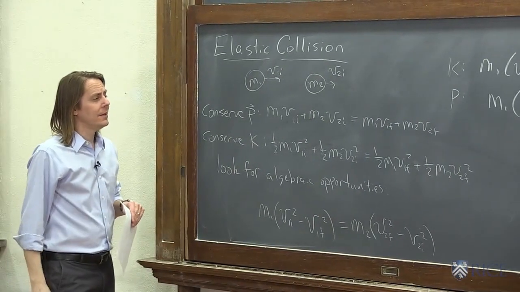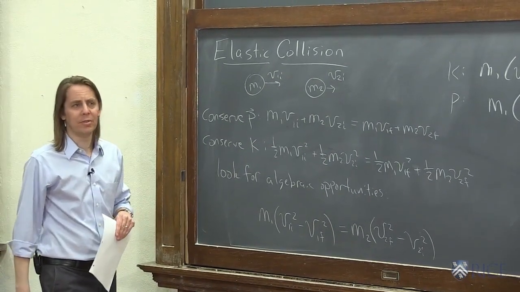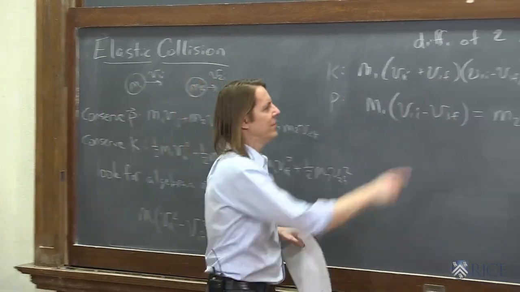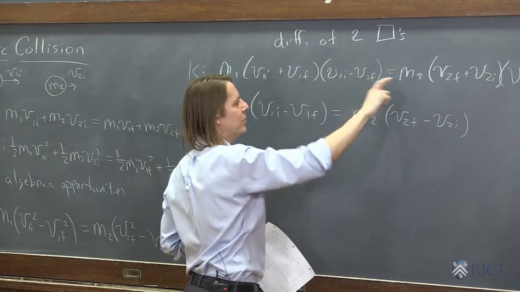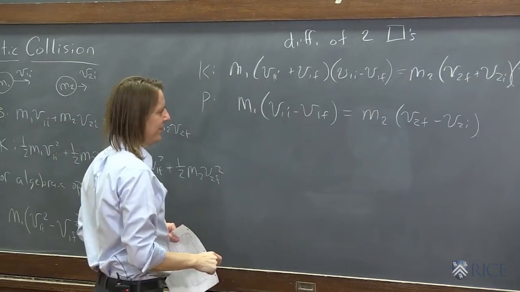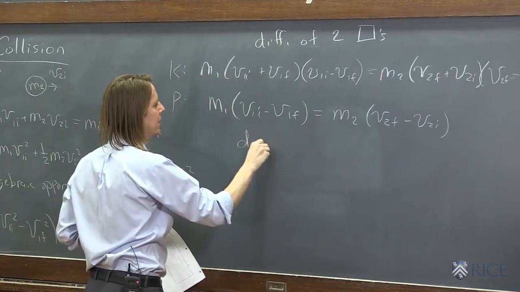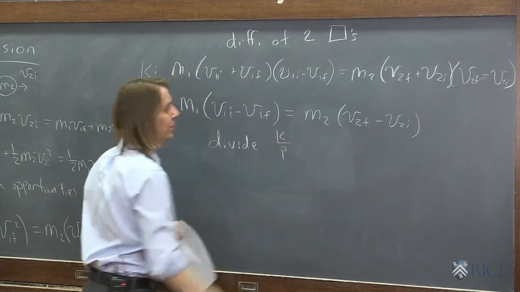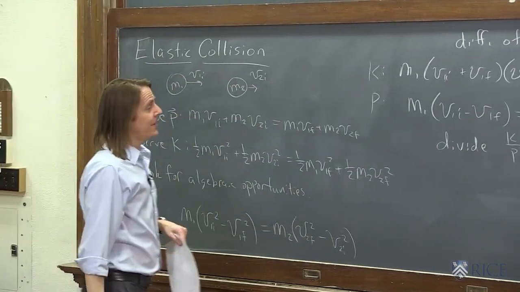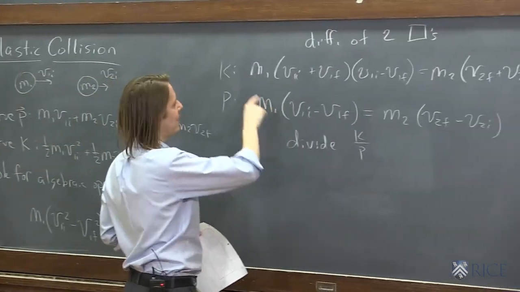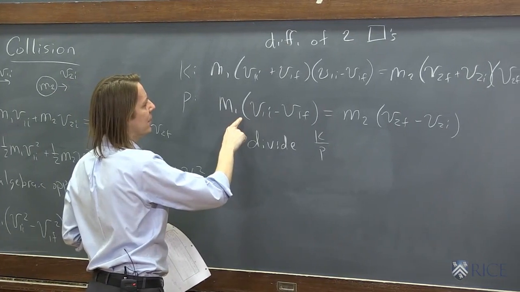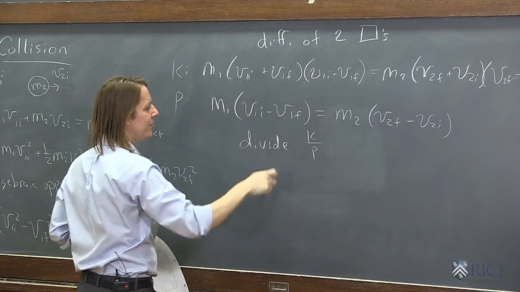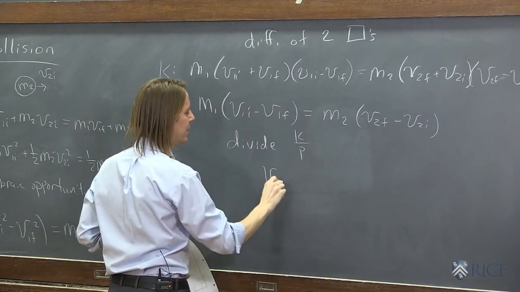Okay. Now, here's the weird part that you probably wouldn't have thought to do, is we're going to divide the two equations. Now, you can divide equations. If this equals this and this equals this, then the ratio of these equals the ratio of those. Why not? Okay, so we're going to divide the equations. I guess we're putting K over P, if you really must know. Okay. So if we divide K over P, what do we get? Hey, the masses cancel. M1 cancel. The difference terms cancel. So we get V1I plus V1F is the only thing on the left.